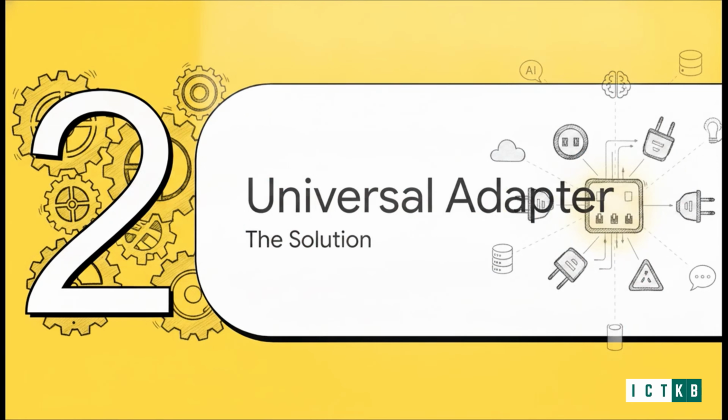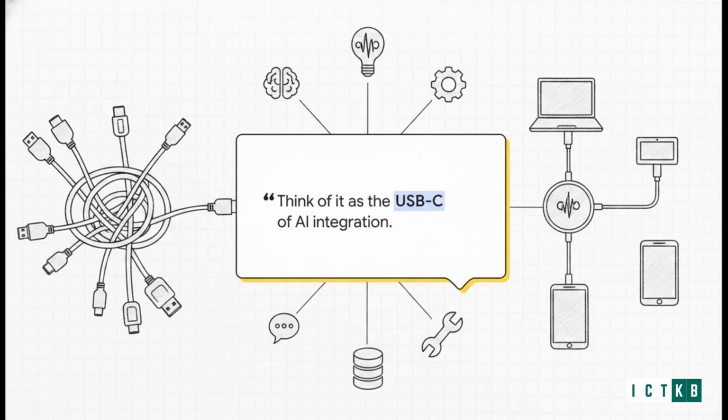Moving right along to section 2, let's meet the solution to all this, the universal adapter. I absolutely love the analogy our source material uses here. Think of MCP as the USB-C of AI integration. I mean, we all remember the absolute nightmare of having a different charging cable for every single electronic device in the house, right? And then suddenly USB-C comes along and standardizes the whole shebang. Well, just as USB-C connects any device to any cable, the Model Context Protocol connects literally any MCP-compatible AI service directly to any MCP-compatible tool. It is a true universal cross-platform interface.